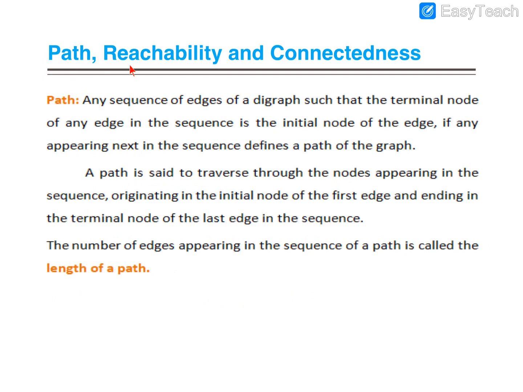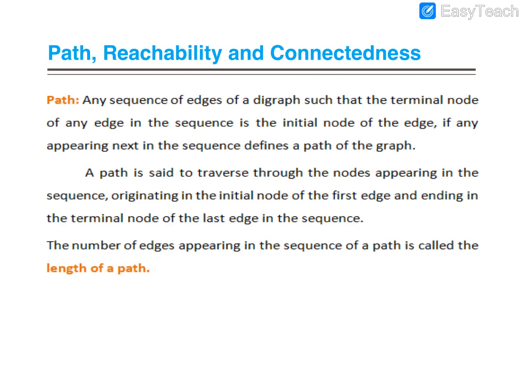Now here we discuss path, reachability, and connectedness in a graph. So what is a path? Any sequence of edges of a digraph, that is a directed graph, such that the terminal node of any edge in the sequence is the initial node of the edge, if any, appearing next in the sequence, defines a path of the graph.